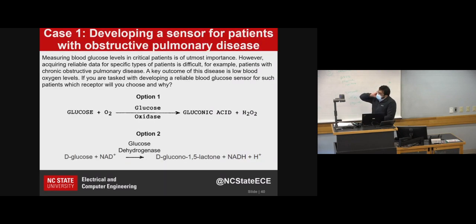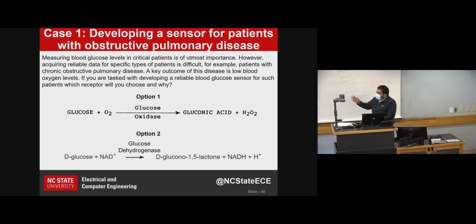Okay, so the first case is, you have to develop a glucose sensor for patients suffering from chronic obstructive pulmonary disease. As the name suggests, obstructive pulmonary disease, this means they have breathing problems. So this basically means their oxygen levels in the blood are compromised. They have a lot of problems with that, and you have to develop a glucose sensor for them, because commercially available glucose sensors for some reason are not sensitive, and they have a lot of errors in it. So you have two options.